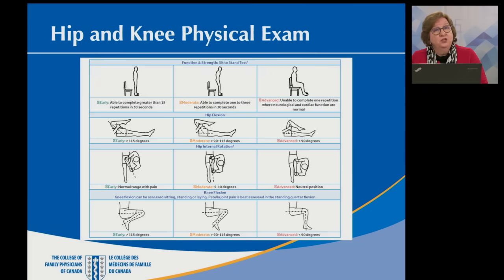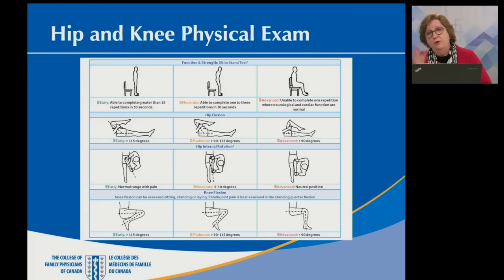If in fact they can only do 1, 2, or 3 repetitions in 30 seconds, then that is more indicative of weakness and that their joint swelling, their joint stability may be affecting their strength. And if in fact they're unable to get out of the chair without the use of their arms, then that would be a more advanced stage. So use of their arms means using the armrests. That's all you have to do for strength.